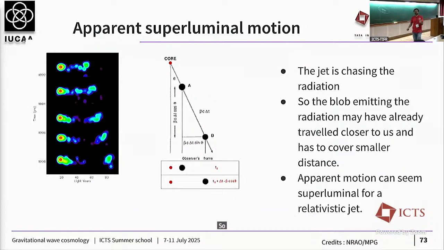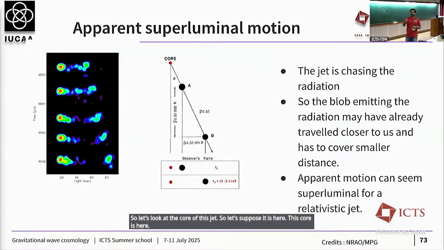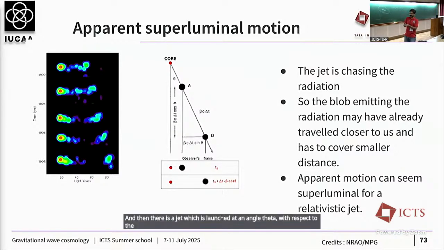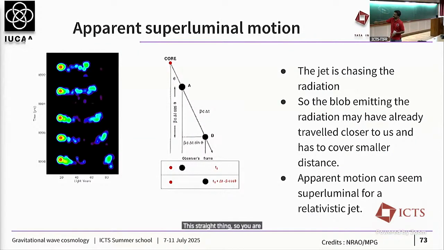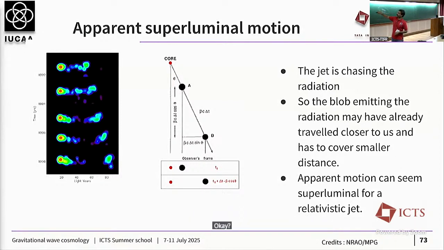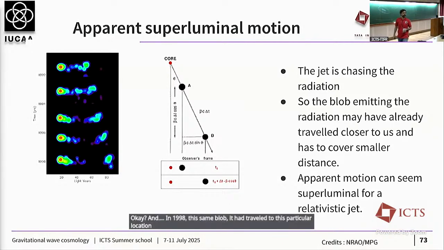Why does this give you superluminal motion? Quickly, we'll try to understand. Let's look at the core of this jet. Let's suppose this core is here. Then there is a jet which is launched at an angle theta with respect to the line of sight. Let's suppose this is the line of sight here, this straight line. You are somewhere really, really far away, looking at this jet. When this blob was first imaged, it was here. And in 1998, this same blob had traveled to this particular location.